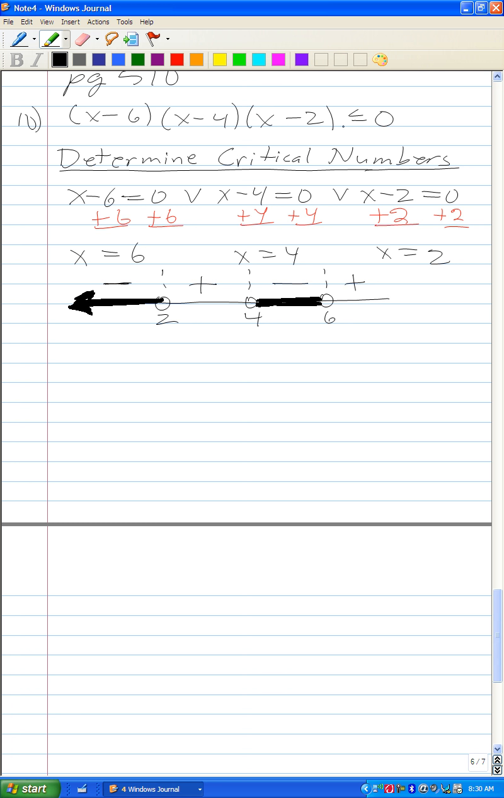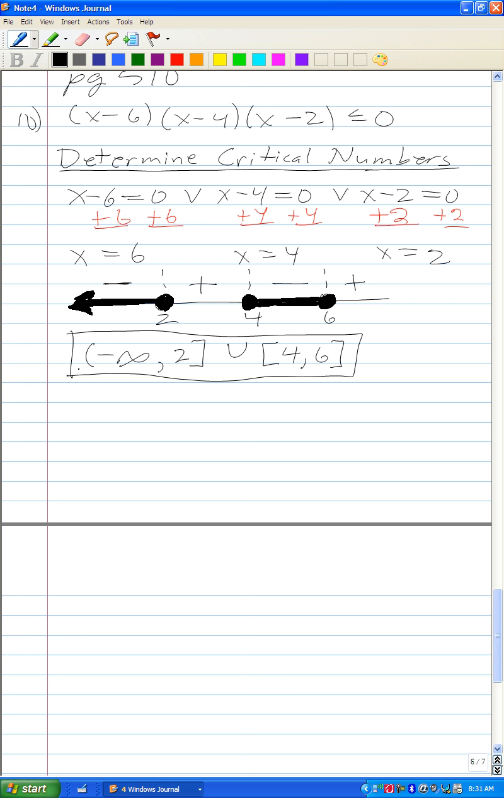And we want it to be less than or equal to, so I'll fill in every critical number where the expression is defined, and it's defined everywhere. So I'll fill in every critical number. Therefore, my answer is the closed interval from negative infinity to 2, union the closed interval from 4 to 6. And so that is our solution. Let me do problem number 20.